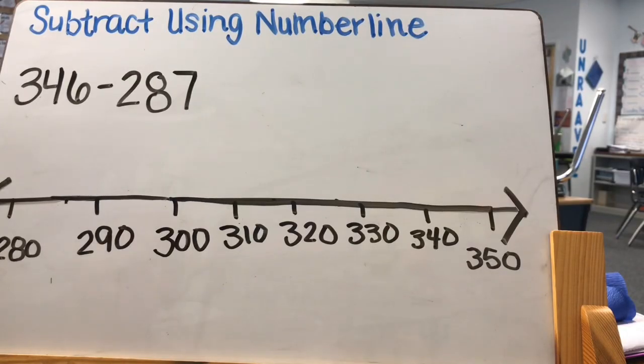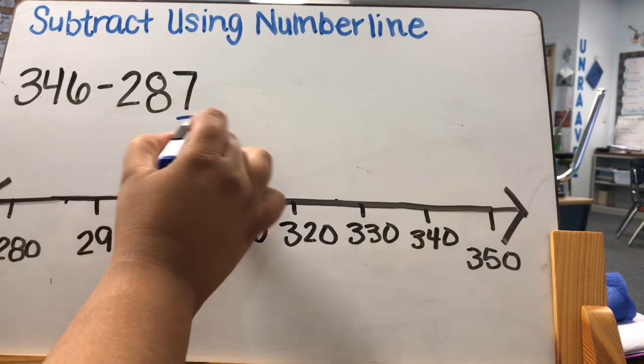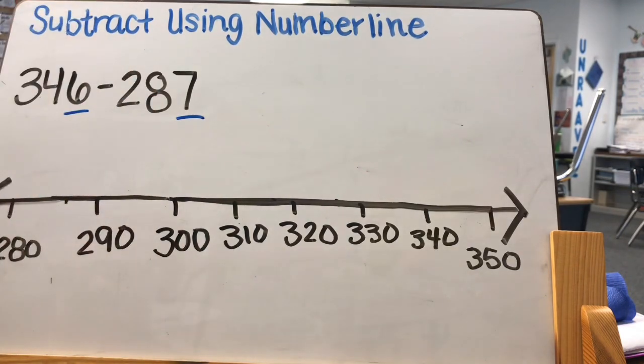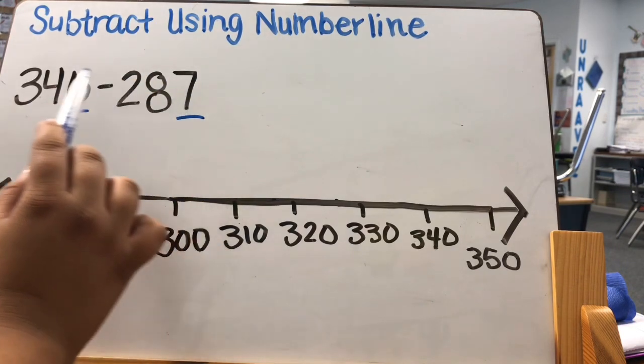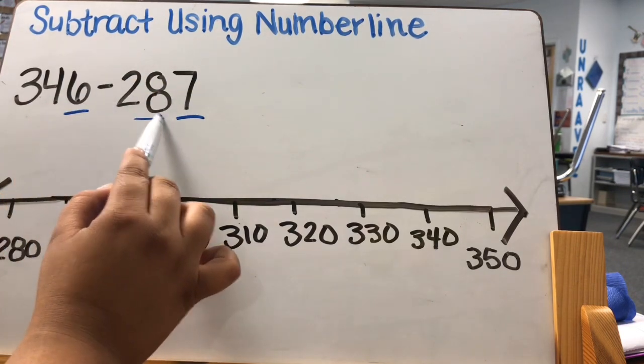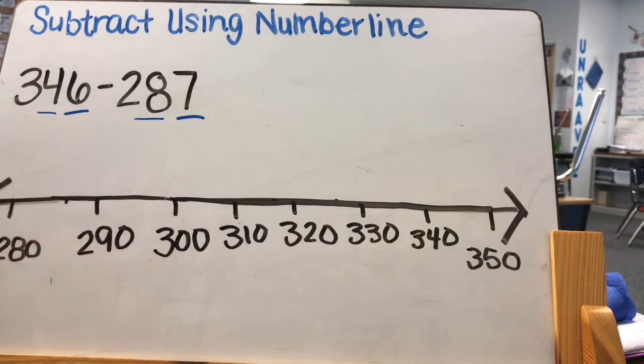Today I'm going to be showing you how to subtract using a number line. So we have the equation 346 minus 287. When we look at the ones value in each of the three-digit numbers, we can tell right away that we will not be able to subtract 7 from 6, nor will we be able to subtract 8 from 4. So this equation is going to require us to use regrouping.